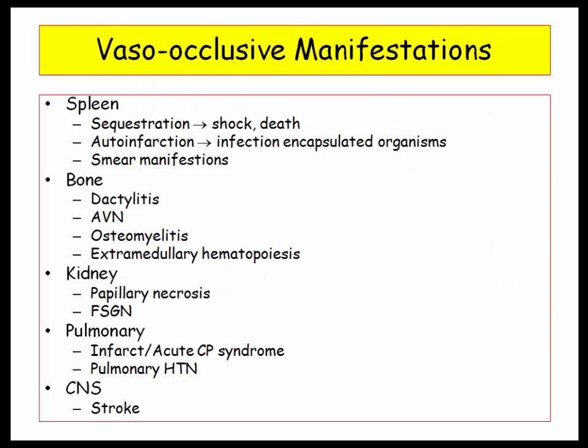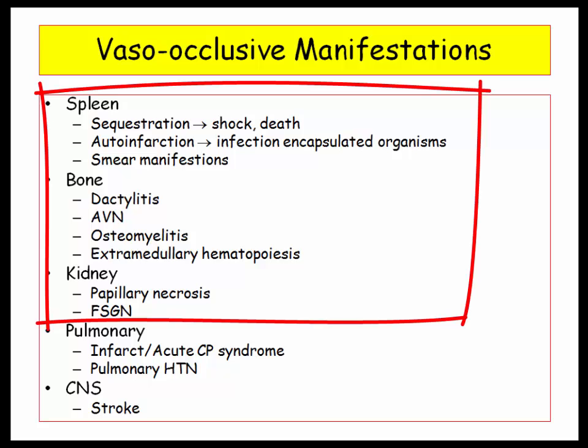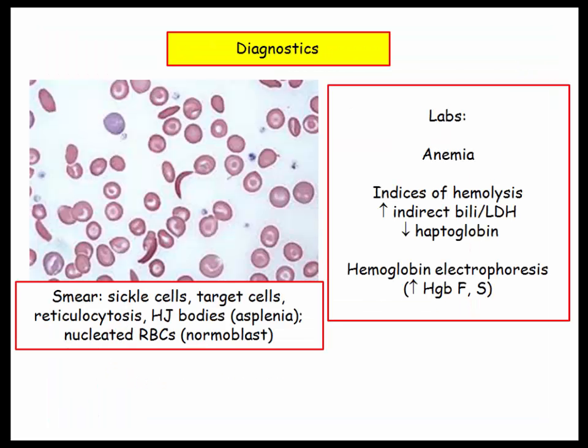So here is a summary of the microvascular occlusive syndromes we just covered. Spleen, bone, and renal manifestations are the big ones. Diagnostically, patients will manifest anemia secondary to increased cell turnover, especially during crises. Be familiar with indices of hemolysis, including indirect bilirubin, elevated LDH, and decreased haptoglobin. We previously reviewed the electrophoresis, but I have a special treat for you in a couple of slides.